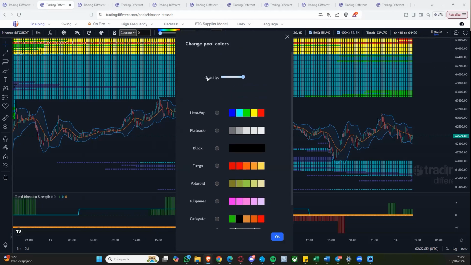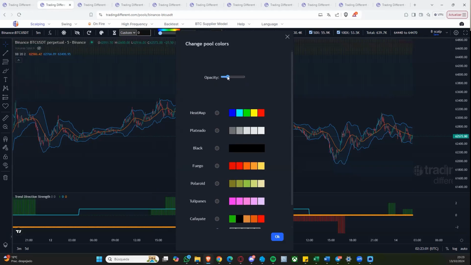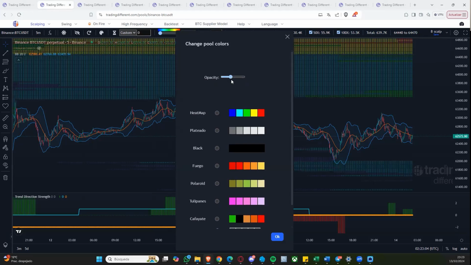Additionally, I can adjust the brightness of the liquidity pools. I can adjust the brightness if I want other indicators or trend lines to stand out. This allows any annotation in the graph to be highlighted. I like to leave them well lit.